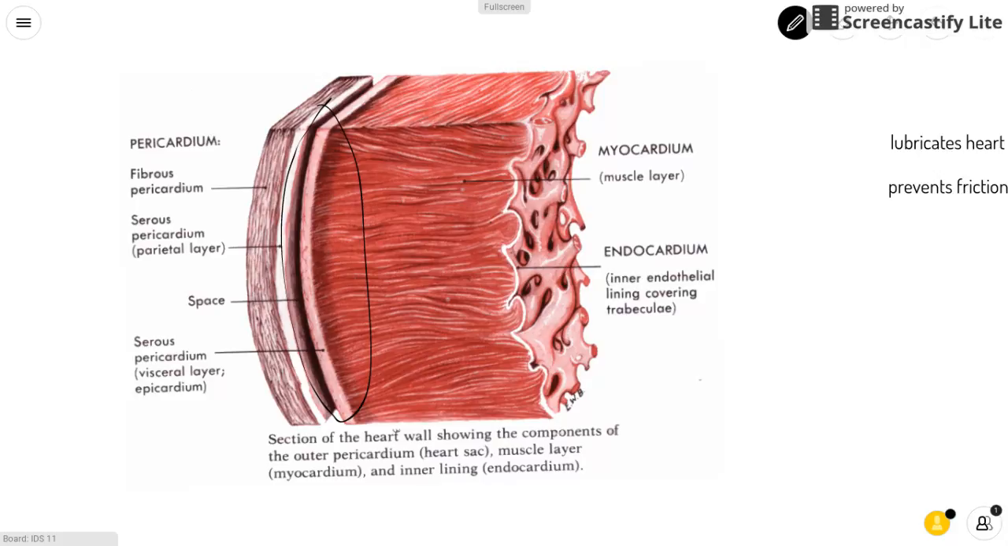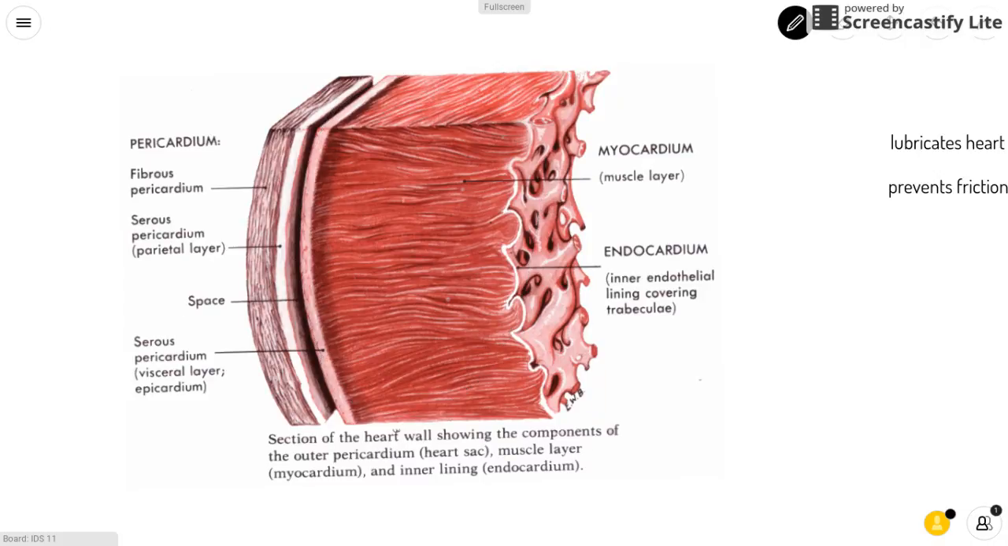The myocardium is the muscular middle layer of the heart, so it's this layer here. It's the thickest layer of the wall, and it contains cardiac muscle tissue used to pump blood to the body and to the lungs.